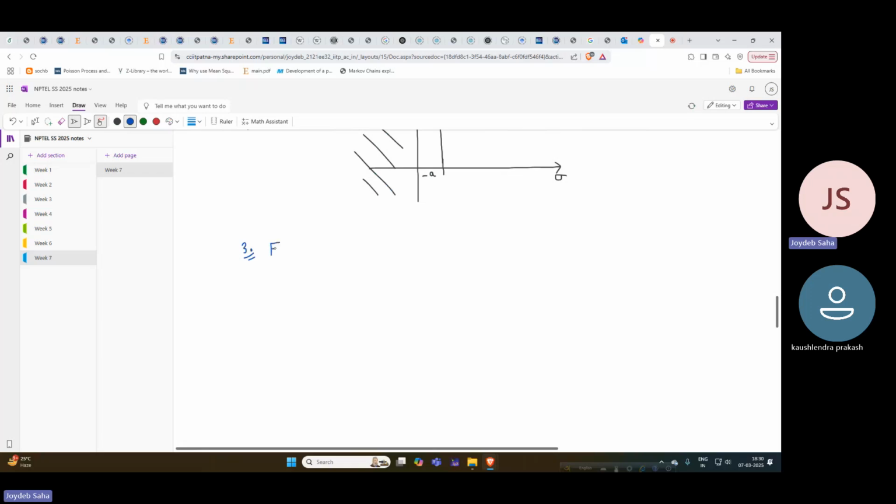Find the Laplace transform of x(t) is equal to e to the power minus 2t u(t) plus e to the power minus 3t u(t). It is a very simple problem.